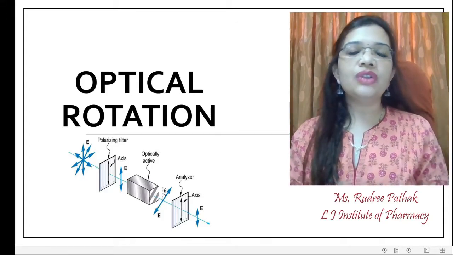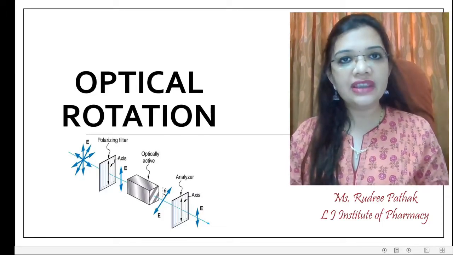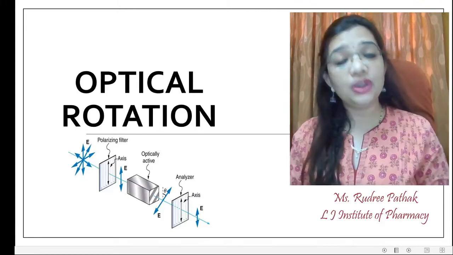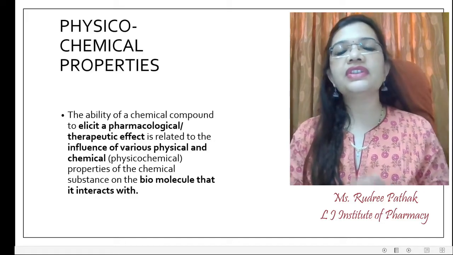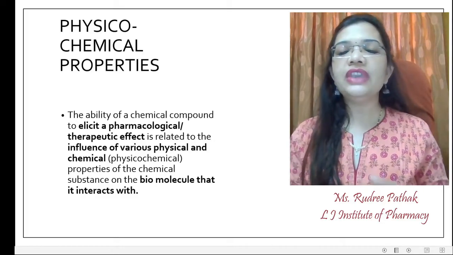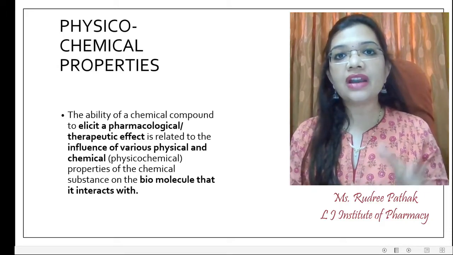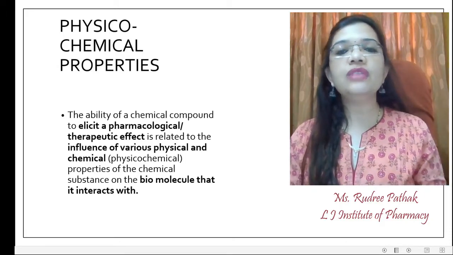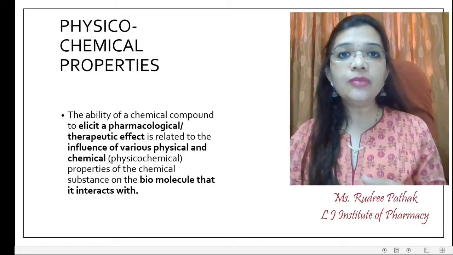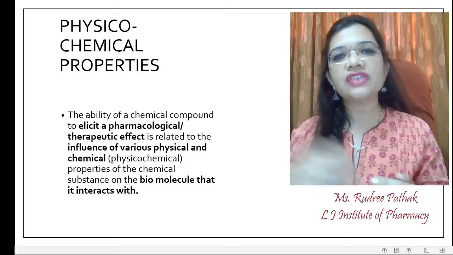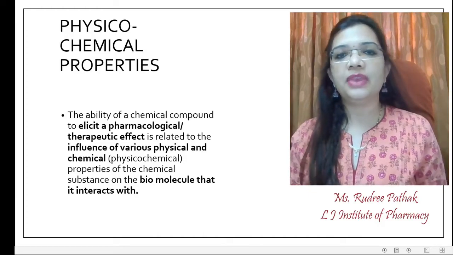So we are going to talk about optical rotation as a part of Physical Pharmacy, BPharm semester 3, new PCI syllabus. So let us first understand what physicochemical properties are. We can simply say it is any property which ultimately affects how a drug molecule is going to interact with receptors in the body and then ultimately generate any kind of pharmacological response. That is a physicochemical property.